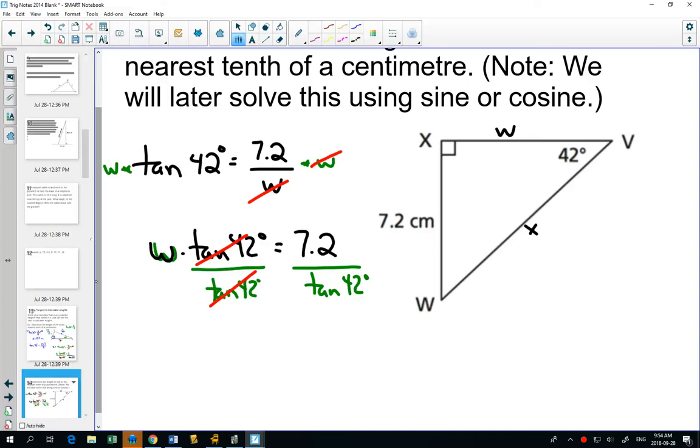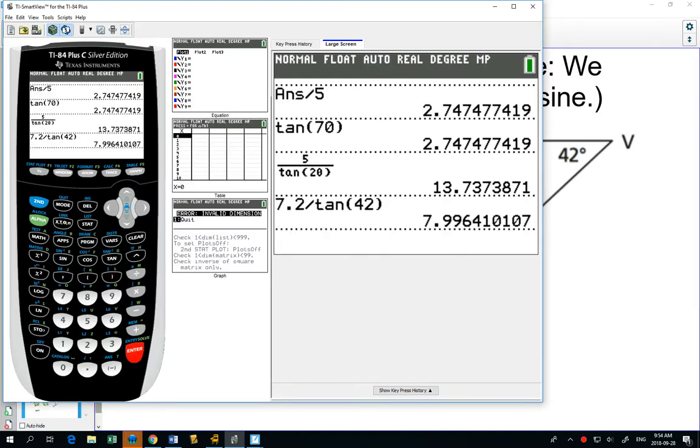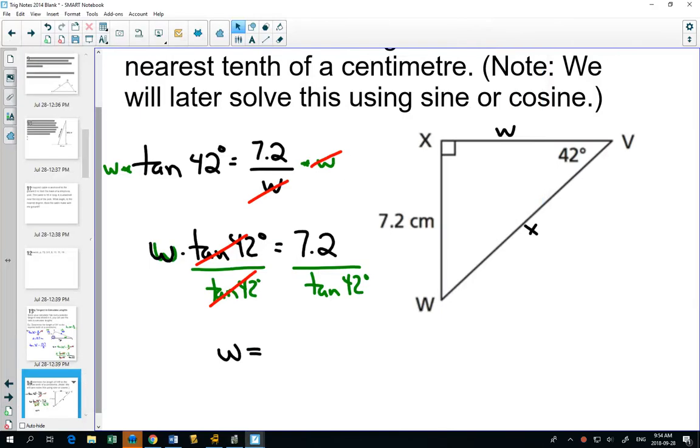And we get 7.2 divided by tan 42. Go to our calculator. So this time I'm showing that if you didn't use your fraction button, it will also work. 7.99 to the nearest tenth would be 8.0 centimeters. That doesn't solve for x.